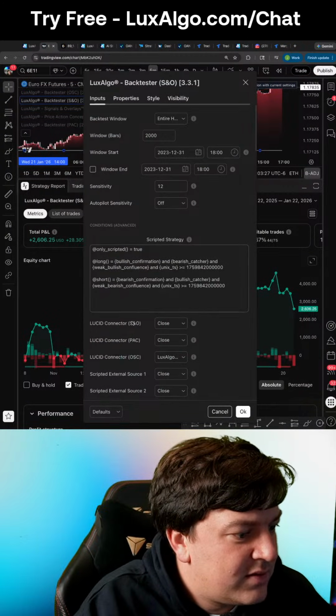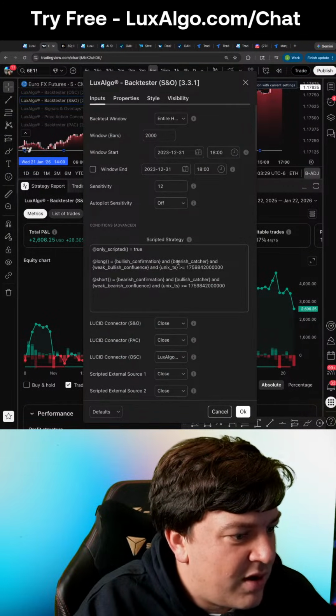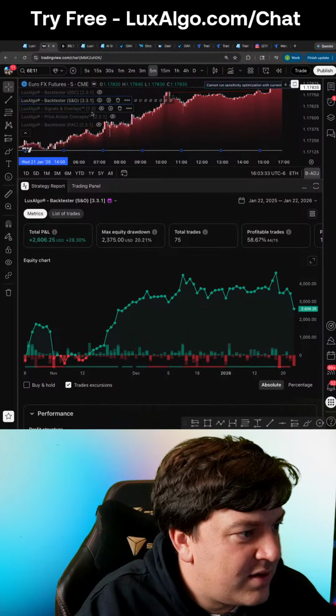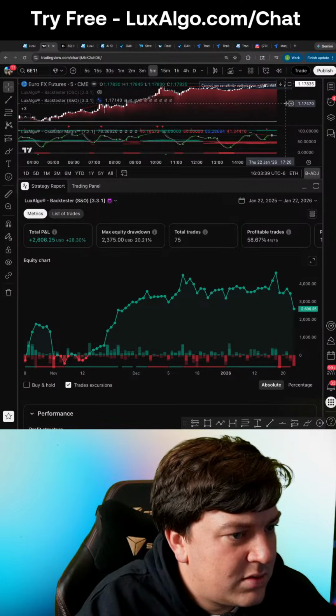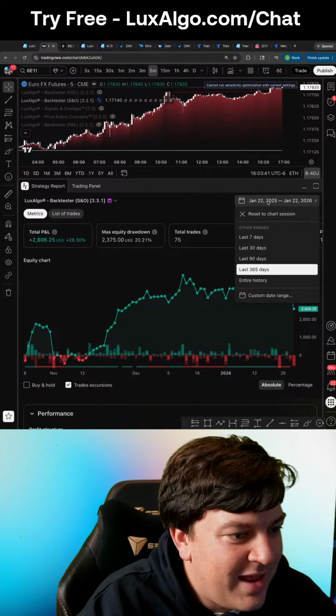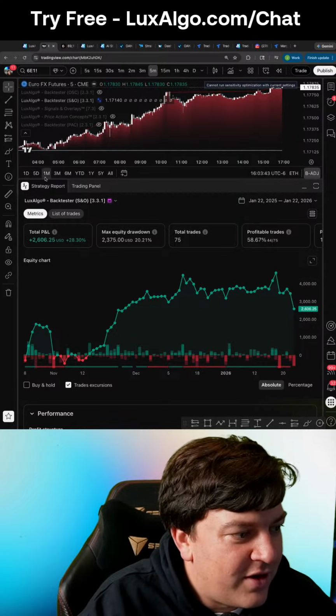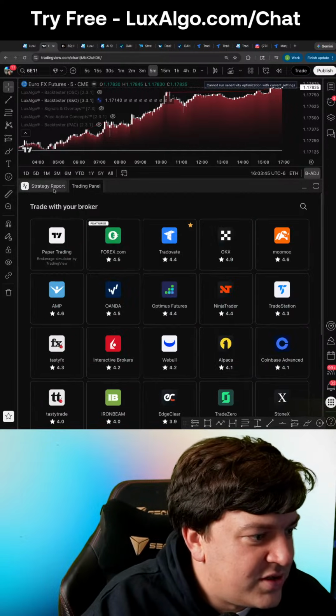Let's see, did we get this? Bullish confirmation, bearish catcher. Make sure the catcher's enabled. All right, no, sorry. Is that dang spike, man? The dang spike on the euro causing issues.